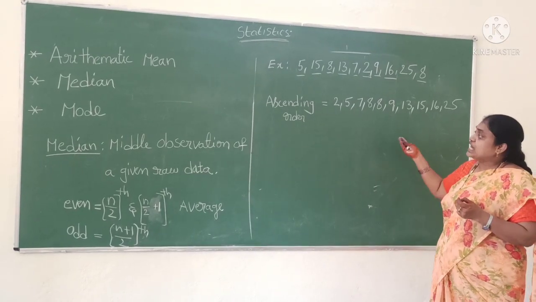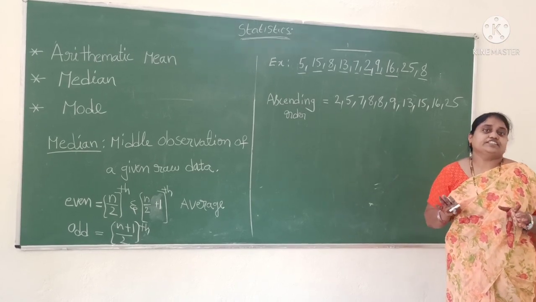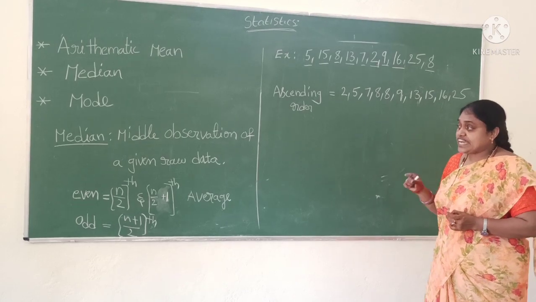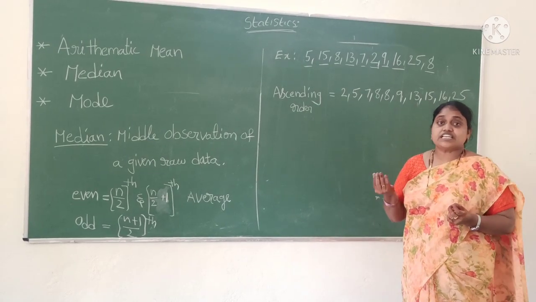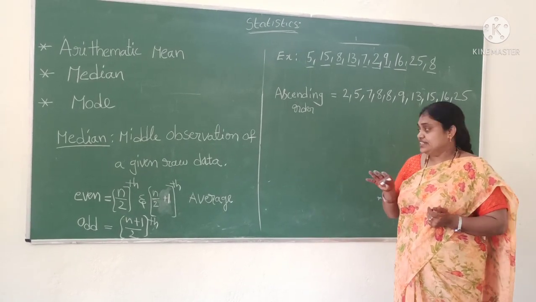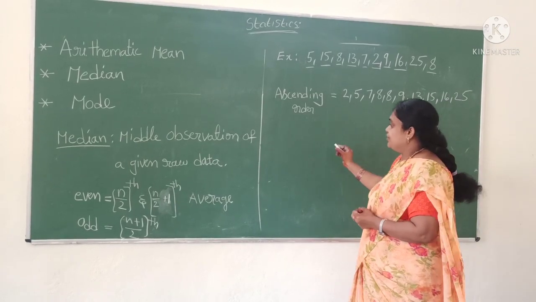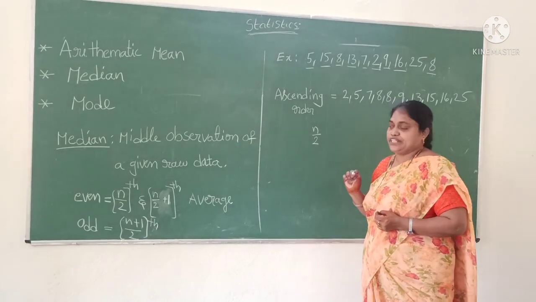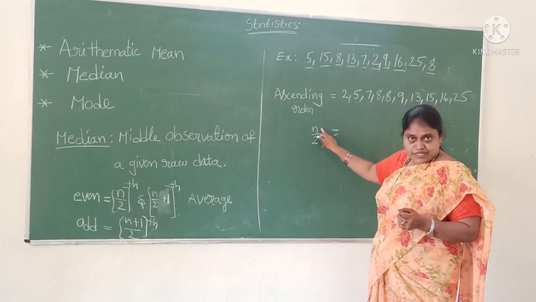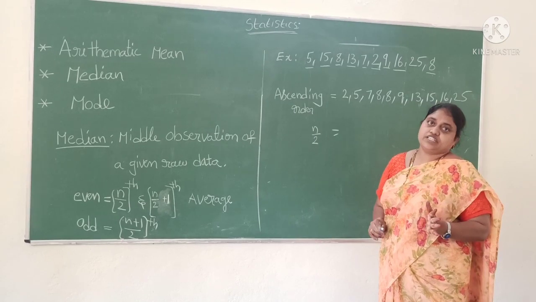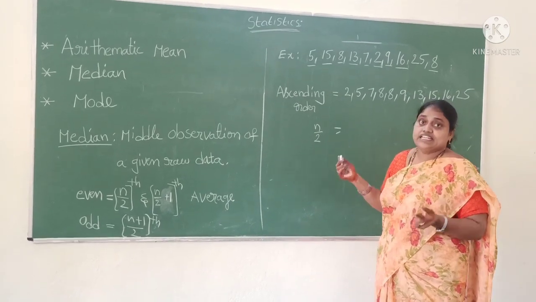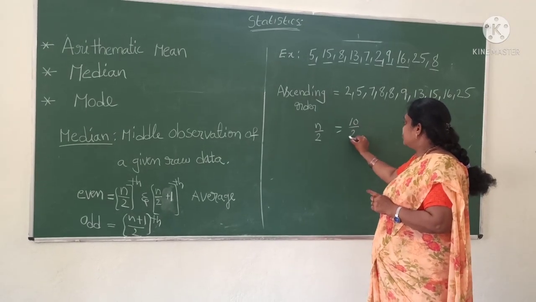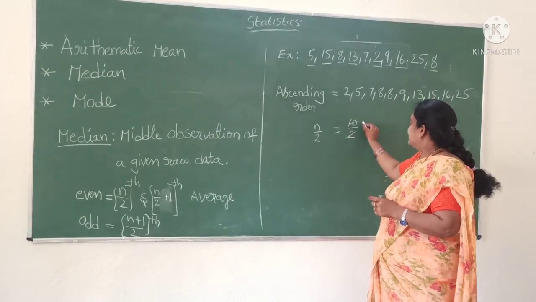It means the observations are in even number. What is the formula? How do we calculate when the observations are in even number? Okay. First of all, we take n by 2. N means number of observations. How many observations are there? 10 observations. So n is 10. 10 by 2. That means 5.